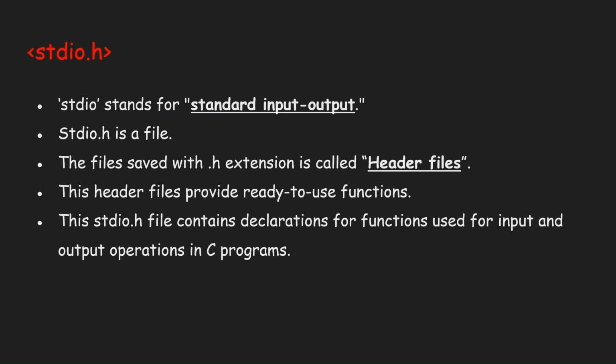stdio stands for standard input and output. stdio.h is just a file. The file saved with .h extension is called header file. So stdio.h is a header file. This header file provides ready-to-use functions. This stdio.h file contains declarations for functions used for input and output operations in C program.